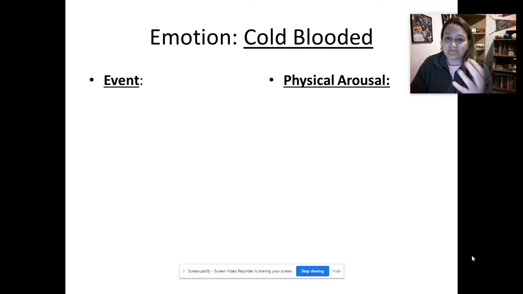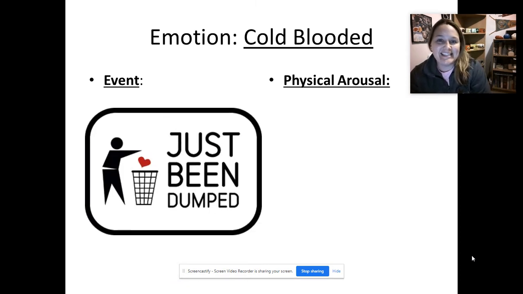So if I take this emotion of cold blooded and run it through the three theories of emotion, we have to start off with an event, a stimulus that would actually produce this emotional reaction in someone. You know, getting cut in line, somebody taking your favorite pencil, that's not going to make you feel cold blooded. But an event like just being dumped in the middle of the cafeteria in front of all of your friends, and then seeing your ex-boyfriend or girlfriend going off with somebody new, that could leave you feeling pretty cold blooded.